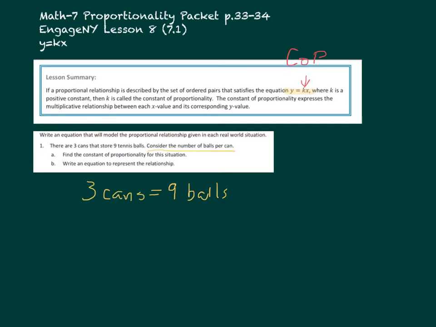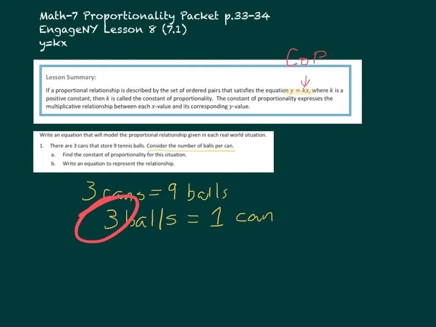Okay, so 3 cans equals 9 balls. You can do that in your head. That means it's 3 balls in 1 can. I think that's how they sell tennis balls. So the constant of proportionality is just 3 balls. Because 1 can is 3 balls, 2 cans will give you 6 balls, and then 3 cans will give you 9 balls. So 3 is your constant of proportionality.